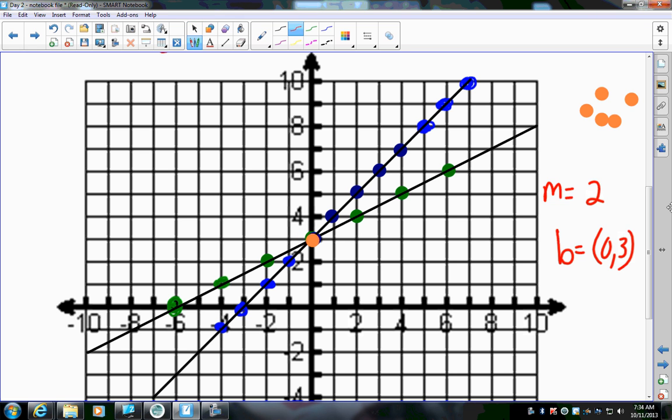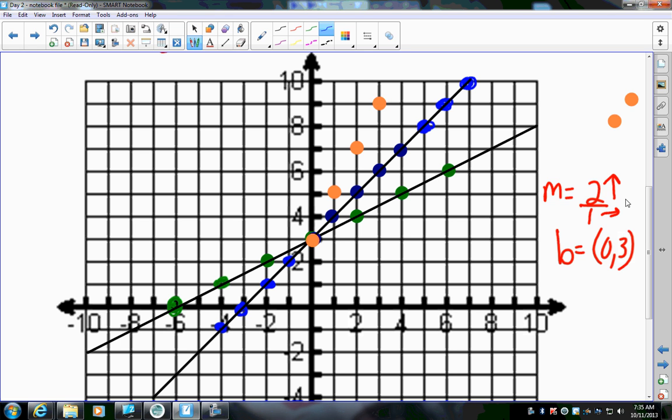Now, the slope is 2. I need to make it a fraction, so it's got to be over 1. This number is positive, so the top number tells me to go up, and the bottom number to the right. So I'll come back here and go up 2, to the right 1. Up 2, to the right 1. Up 2, to the right 1. That's as far on this graph as I can go.